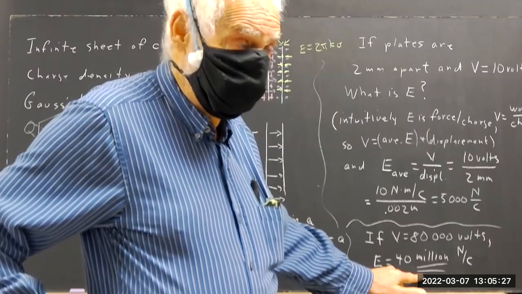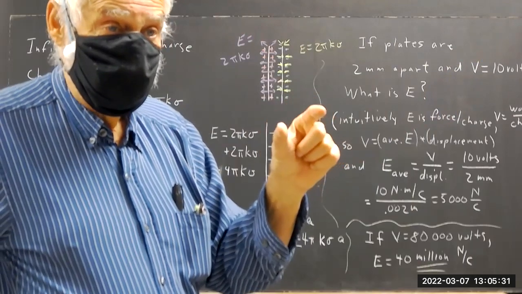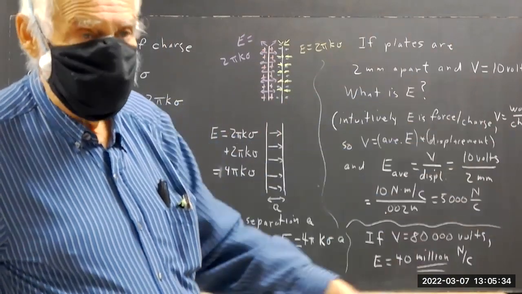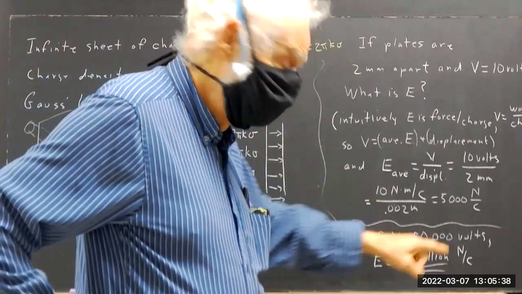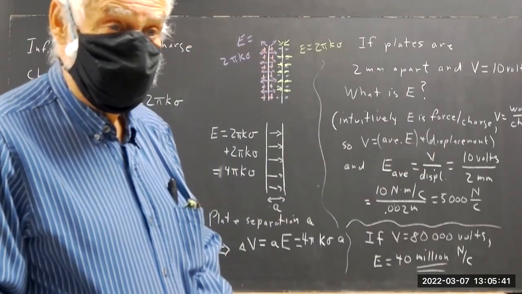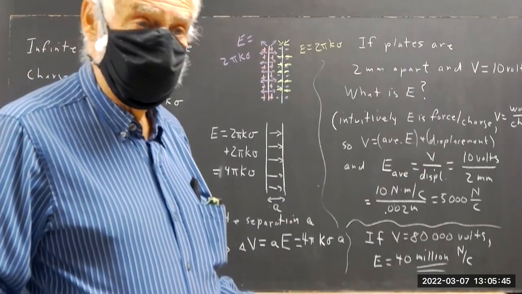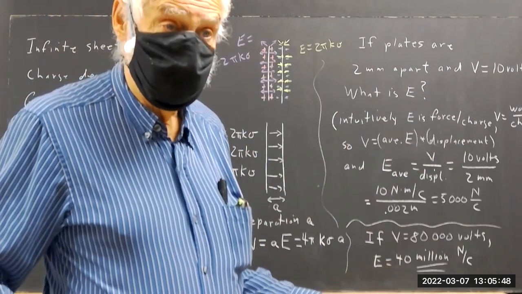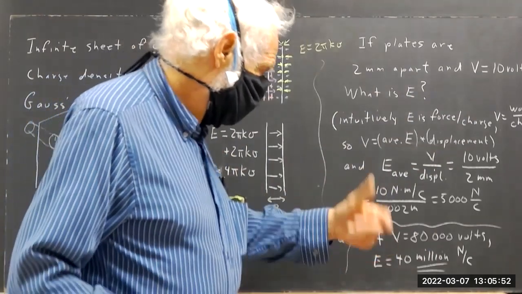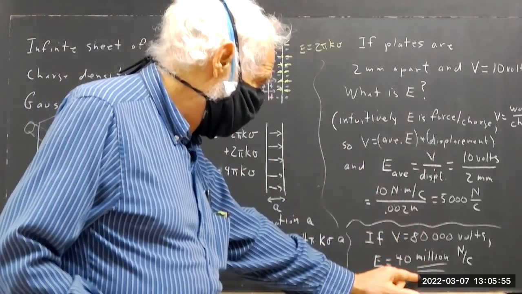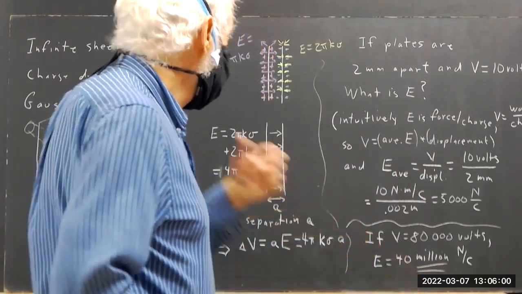When the Wimshurst generator is producing sparks that long, depending on the atmospheric conditions and so forth, you could have 80,000 volts. It's not difficult to produce 80,000 volts. If you shuffle across the floor, you can produce 10,000 volts. Touch that door knob, and you get a little spark. There we have it.